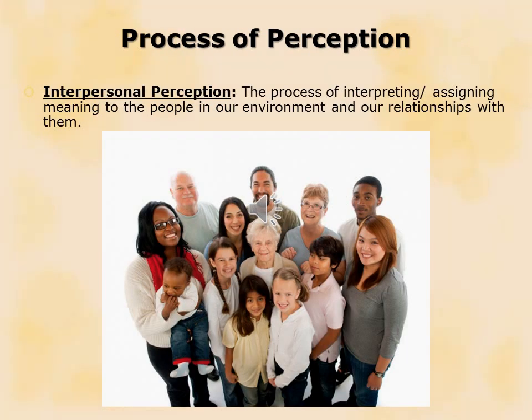Now, interpersonal perception is basically the same thing as perception, but as you might guess, involving people. The definition here is: interpersonal perception is the process of interpreting or assigning meaning to the people in our environment and our relationships with them. I've included an image down below, and take a moment to look at this image and view the people individually that you see here. Based upon who you are, and perhaps your age, your ethnicity, your status as a parent, as a sibling, you may see different people in here than another person might see.